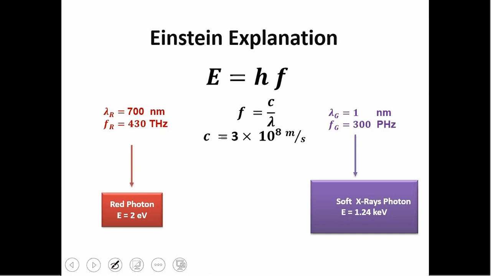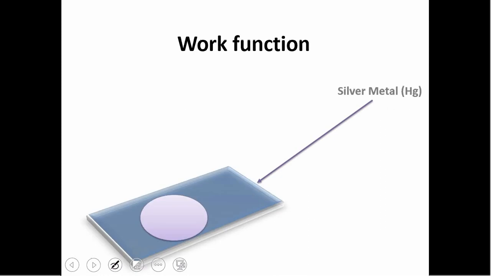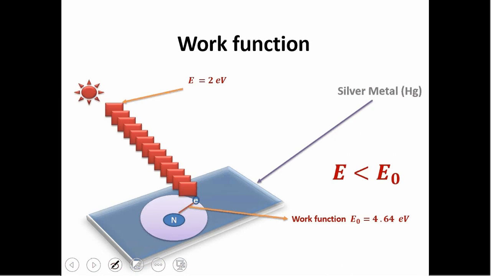Now let's go back to the metal surface and, for example, select the silver metal and see what happens there. When we zoom in, we see that an electron is actually bound to the nucleus, and the binding energy, called the work function, is 4.64 electron volts for silver metal. And what happens when a red color photon, having energy 2 electron volts, comes here and strikes the electron? After the collision, it is not able to knock it off. The reason is very clear: the energy is less than the work function.